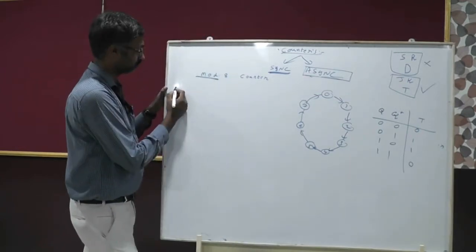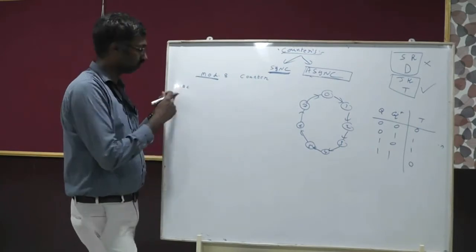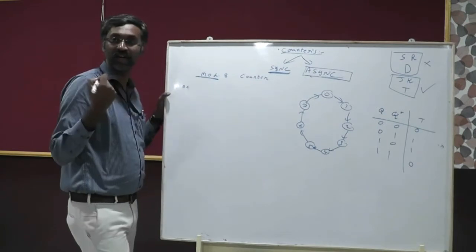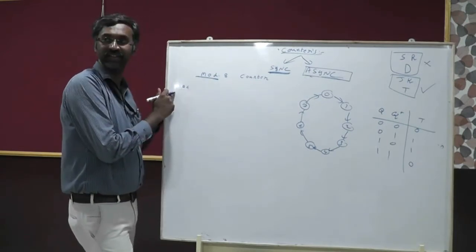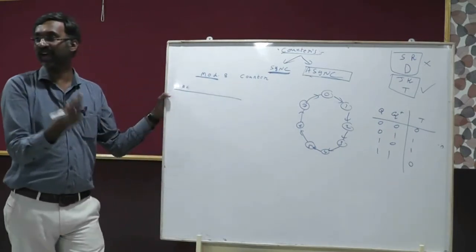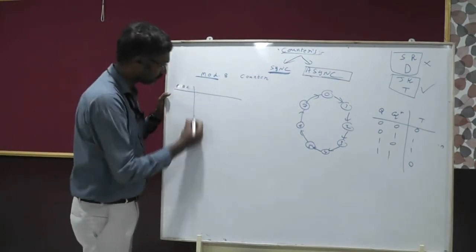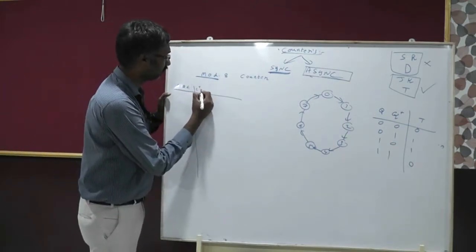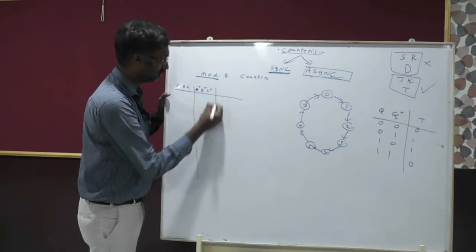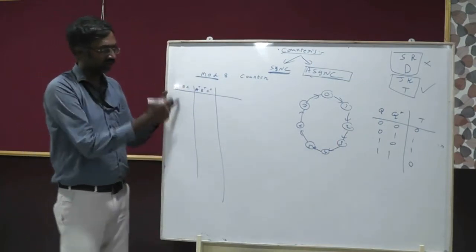So first, I am taking 3 flip-flops, as we just got. So A, B, C. Here C is the LSB, A is the MSB. Or we can take it in the reverse order also, C, B, A. In that case, A will be the LSB, C will be the MSB. Next, the columns: A plus, B plus, C plus. Now we have to write all the possible states.